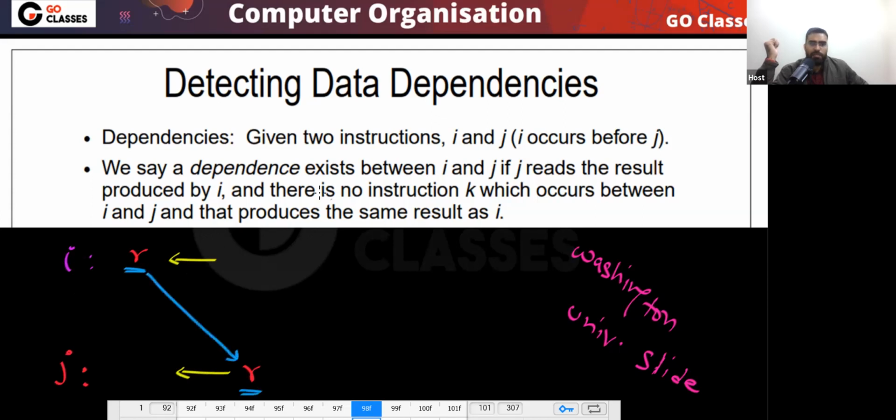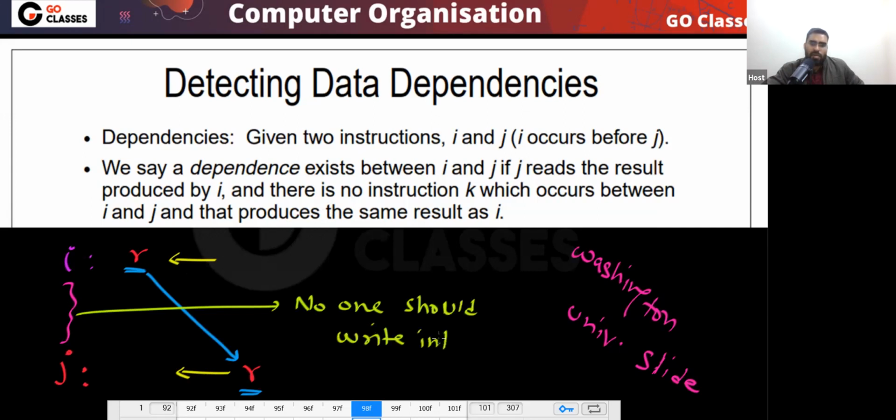In between, there should be no instruction which is writing. In between, no one should write R. No one should modify R. Is this clear? Look at the definition. In between, no one should write into R. Then this dependency will be called RAW dependency. Please tell me, is this clear? Very simple, right? This is the definition of RAW dependency.